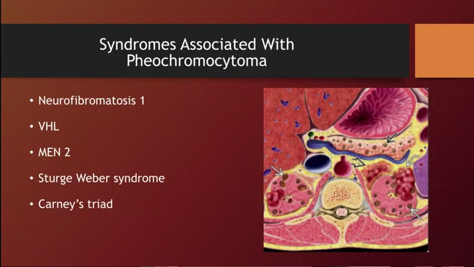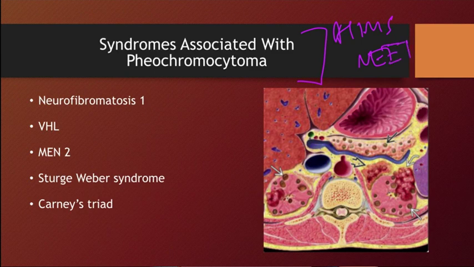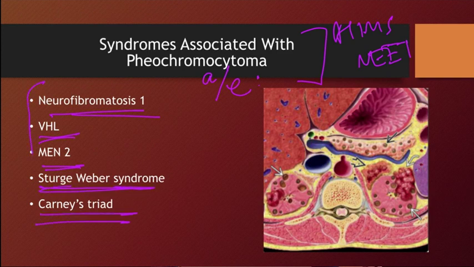Now, what are the various syndromes associated with pheochromocytomas? This can be asked to you in AIIMS or NEET as an all except question, that all of these syndromes are associated with Pheo except. Now, what are the syndromes which are associated? NF1, VHL that we are talking about right now, MEN2 syndrome, Sturge-Weber, which we will be talking about next, and Carney's triad. So, these are the 5 syndromes or familial associations that are associated with pheochromocytomas.